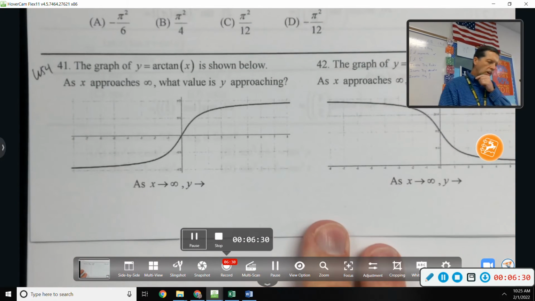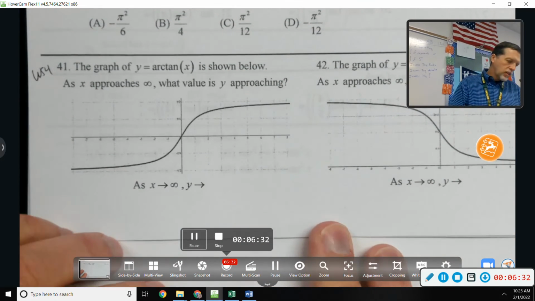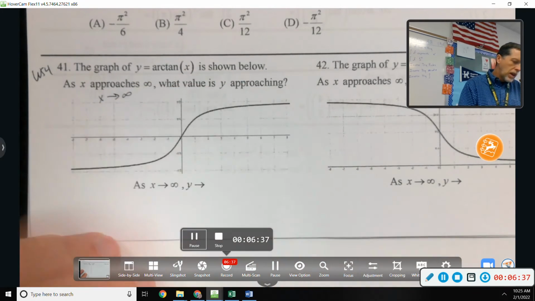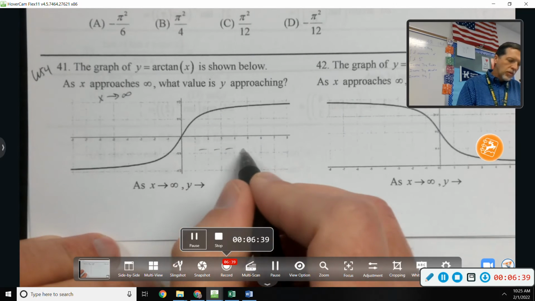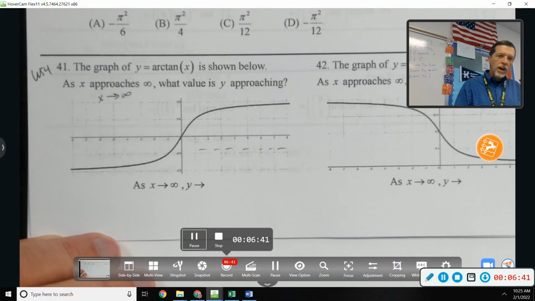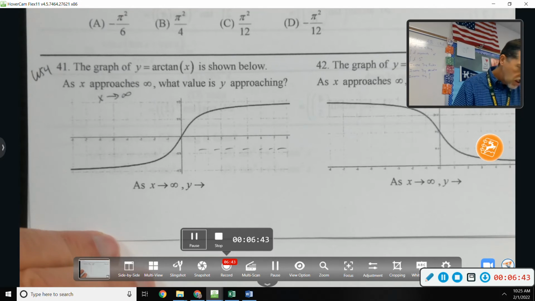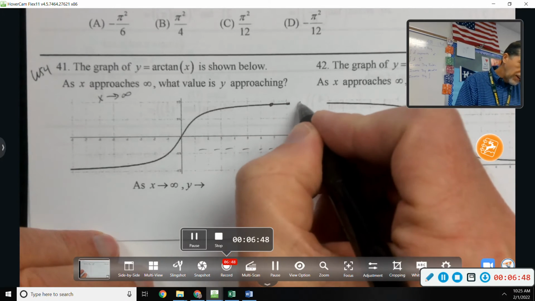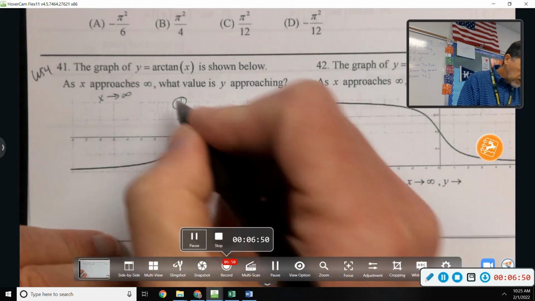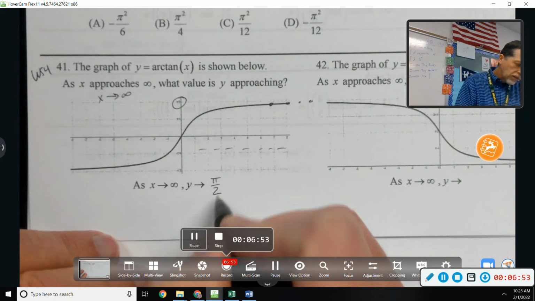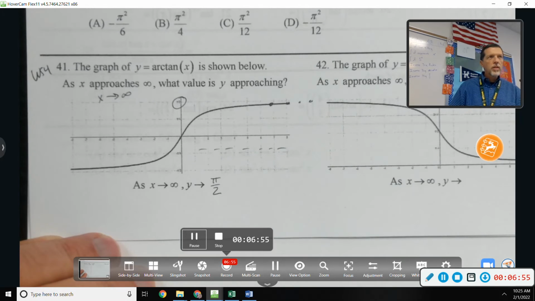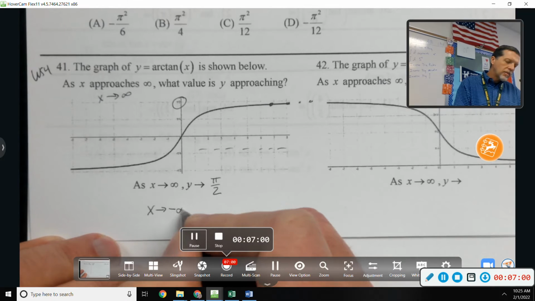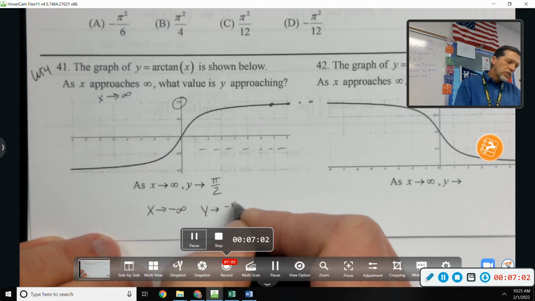The graph of Arctan is shown below. As x approaches infinity, so as x gets really big, so that means we're heading out this way, what value is y approaching? Well, so out here, it's hard to tell, but it looks like y is approaching pi over 2. That would be as x approaches negative infinity, y approaches negative pi over 2.